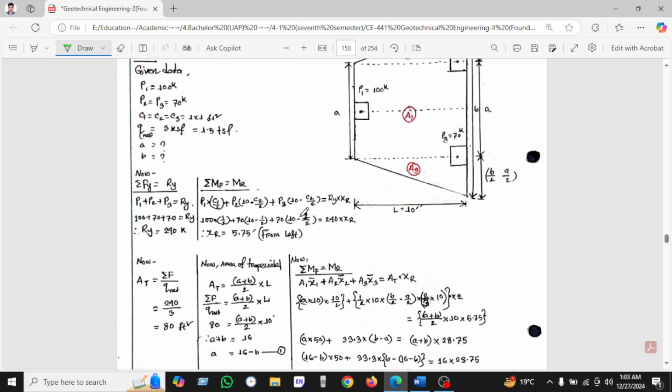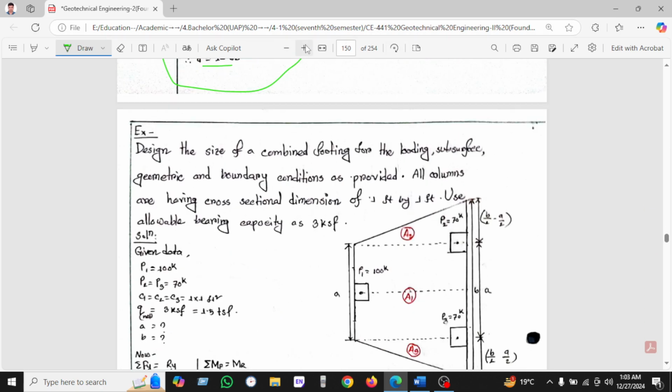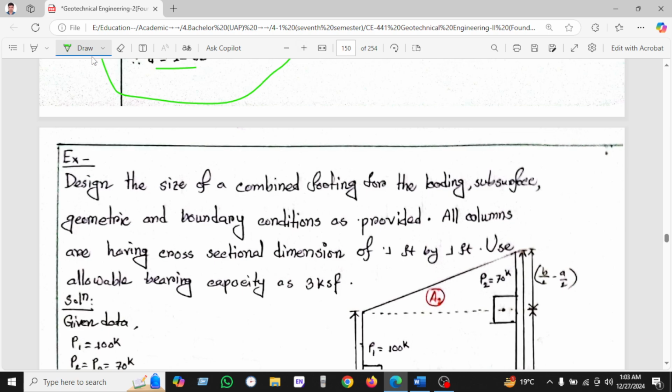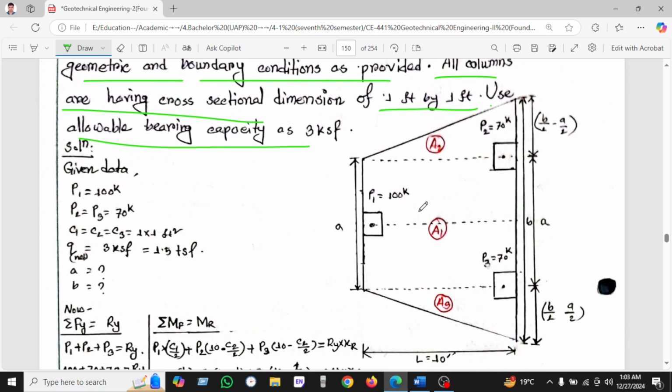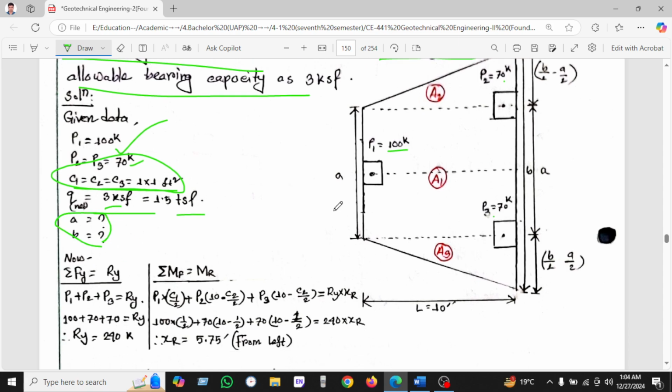We can see another example here, the design of the size of a combined footing. We can see here the footing and the way the loading, the surface geometry and the boundary condition are provided. All the columns have sectional dimension 1 foot by 1 foot. Use the allowable capacity 3. So these are given here. P1 is 100, P2 and P3 are 70, and all the C1, C2 are 1 foot, and Q allowable 1.5 TSF or 3 KSF. So A and B, the dimensions, we have to calculate.